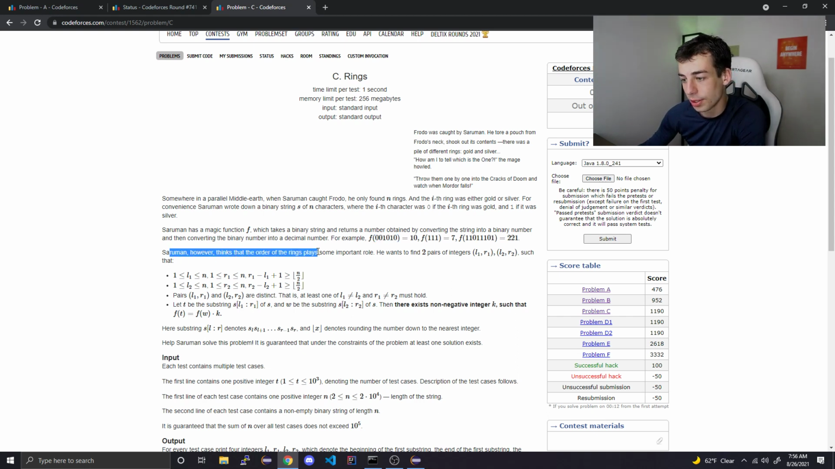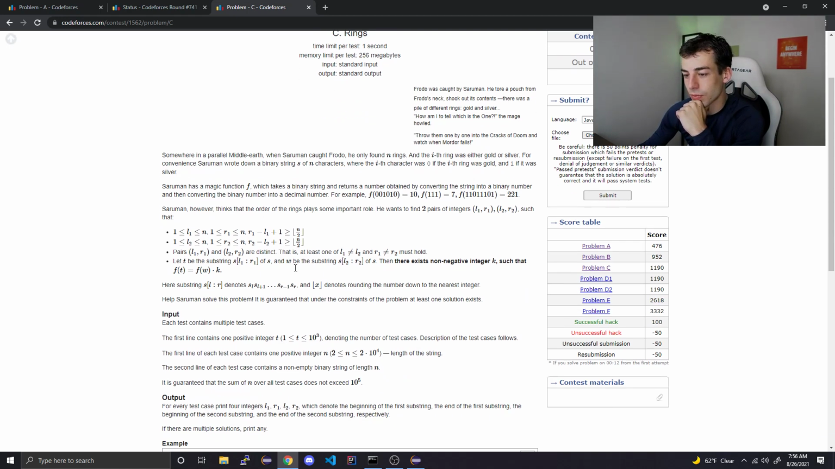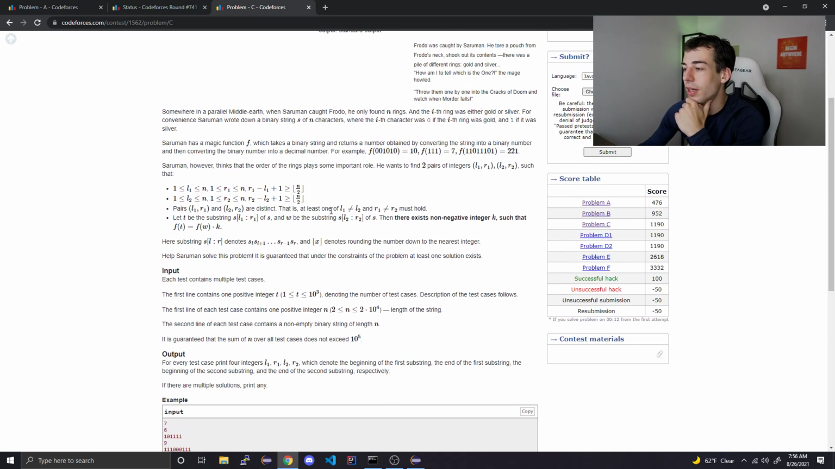However, Saruman thinks the order the rings are placed plays an important role. He wants to find 2 pairs of integers, such that... can you describe this in English, please? Okay, let's try and read the math. So L1 is between 1 and n, R1 is between 1 and n. The difference between them is bigger than or equal to n over 2. And then we find another pair of integers, and the difference between them is bigger than or equal to n over 2. And these 2 pairs are distinct.